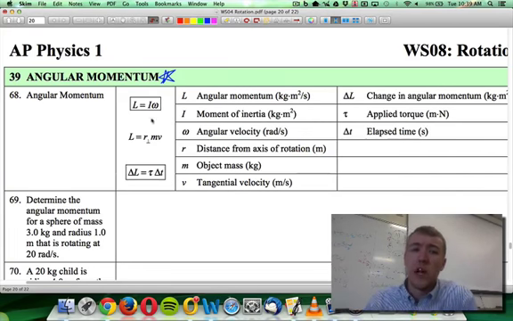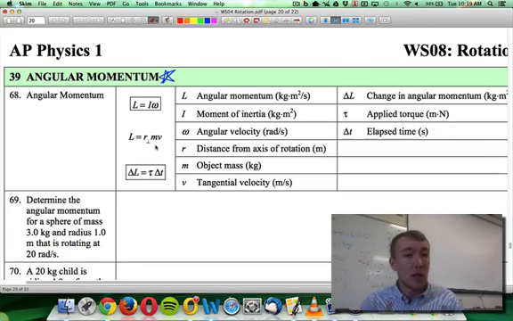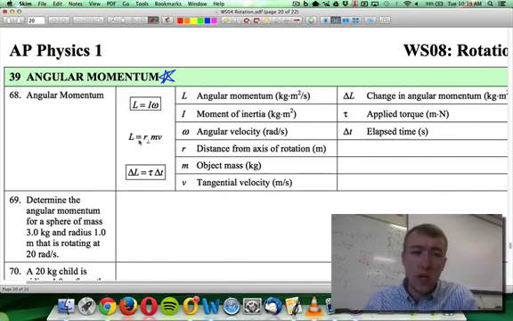We have two equations for angular momentum. The first one here, angular momentum is the moment of inertia times angular velocity. Kind of like regular momentum was mass times velocity, this is the moment of inertia times angular velocity. We can also calculate angular momentum by finding the distance from the axis of rotation and multiplying it by the mass and the velocity. So if you find the object's tangential momentum, right, momentum in the x or y direction, and you multiply that by the distance from the axis of rotation, that's the other way to find angular momentum.